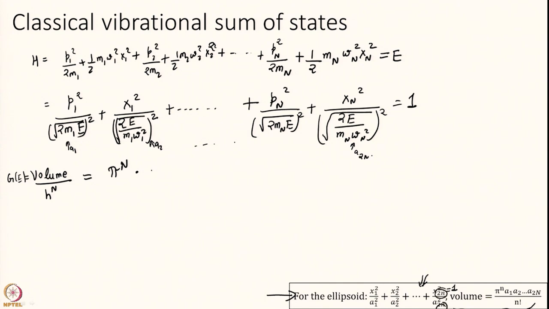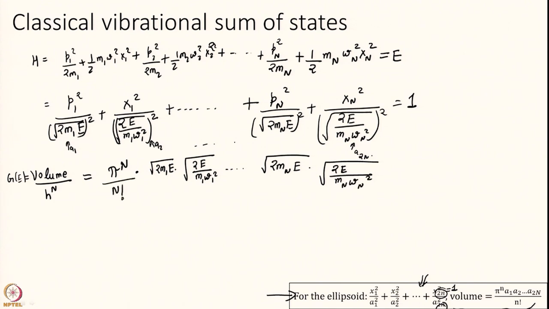So, pi to the power of n into root 2m1e into root 2e over m1 omega 1 square, and so on, up to root 2mne, root 2e divided by mn omega n square, divided by n factorial. Okay. Masses happily cancel. So, I get pi to the power of n, I forgot my h. Planck will be angry with me. And here I get 2e to the power of n. Yeah, I have 2e, this thing is 2e, square root of 2e into square root of 2e, n times.